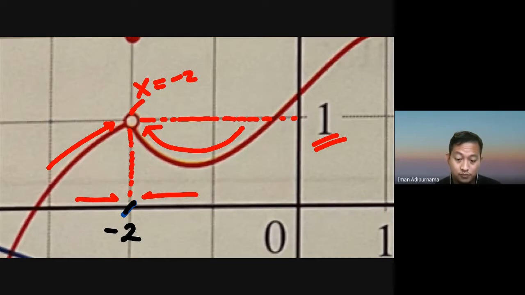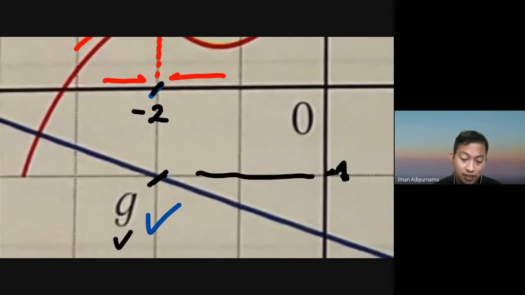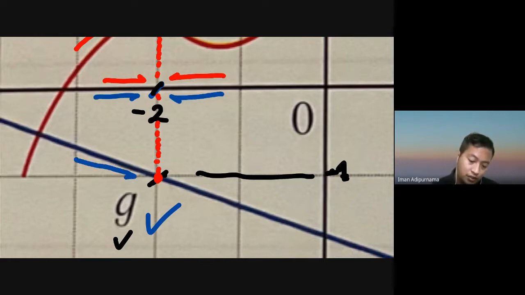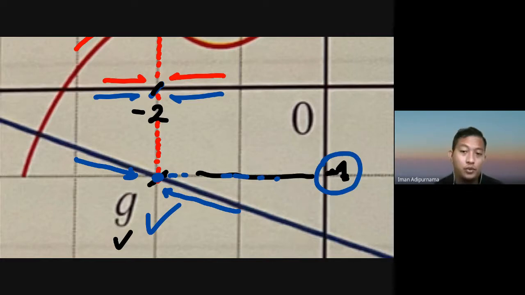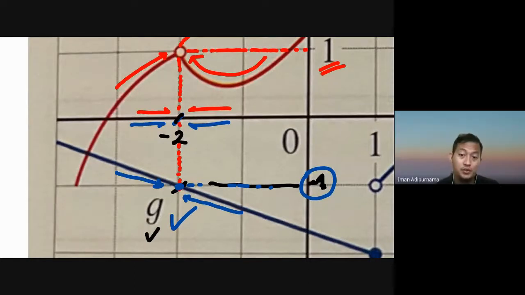The same thing for the other function g. It's the same -2 here, and it's around here, right? We are going from the left and we are going from the right. It's approaching this number here, which is equal to -1. Is that clear enough, Blessing? Do you get the idea? So that's how you look at the graph.